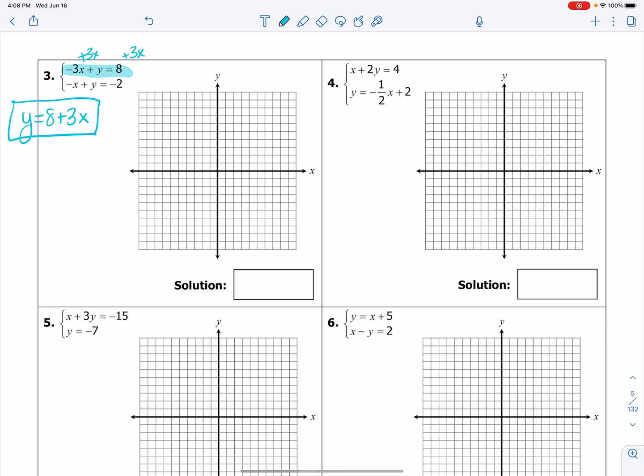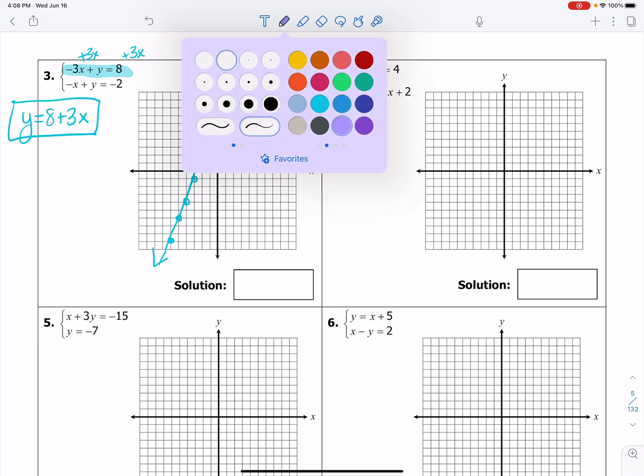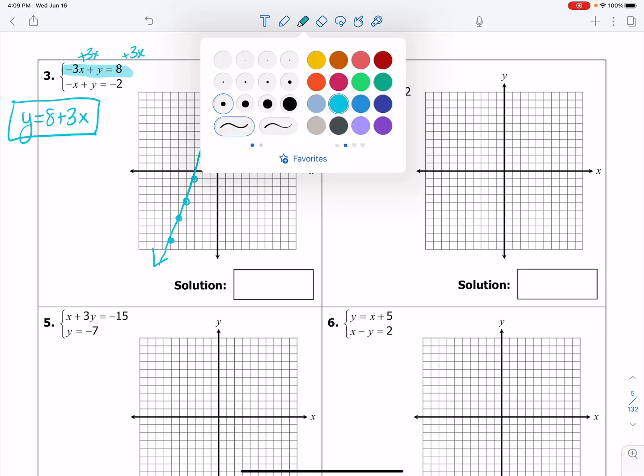So I'm going to go to 8, 1, 2, 3, 4, 5, 6, 7, 8. And I'm going to count up 3 over 1. Well, that doesn't make any sense because I have no place to go. So I'm going to go down 3, back 1, down 3, back 1, and so on. Remember what I said a second ago? The first line that I do, I actually stretch it so that I can see the entire line.